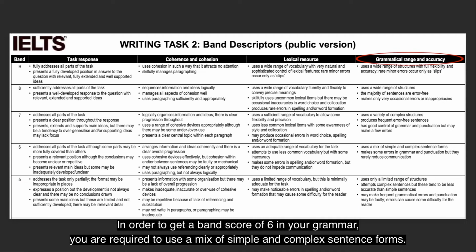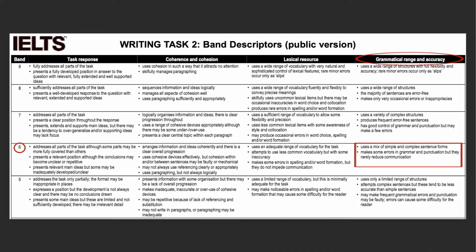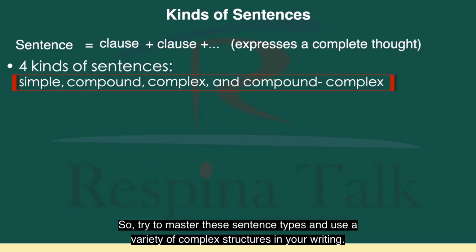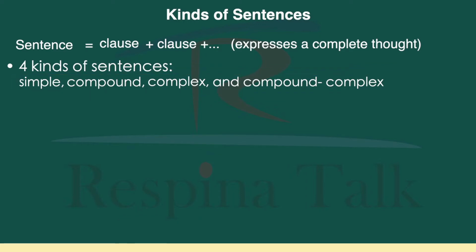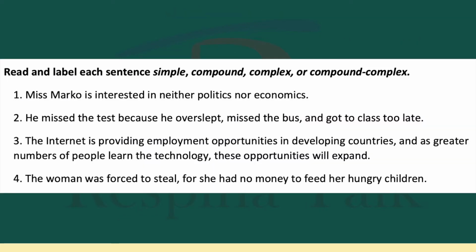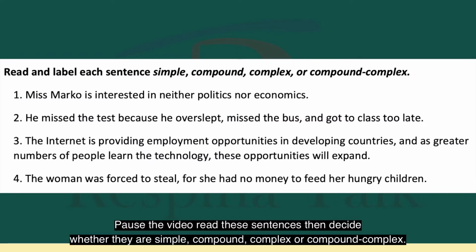Now, in order to get a band score of 6 in your grammar, you're required to use a mix of simple and complex sentence forms. So try to master these sentence types and use a variety of complex structures in your writing. Pause the video, read these sentences, then decide whether they're simple, compound, complex, or compound-complex.